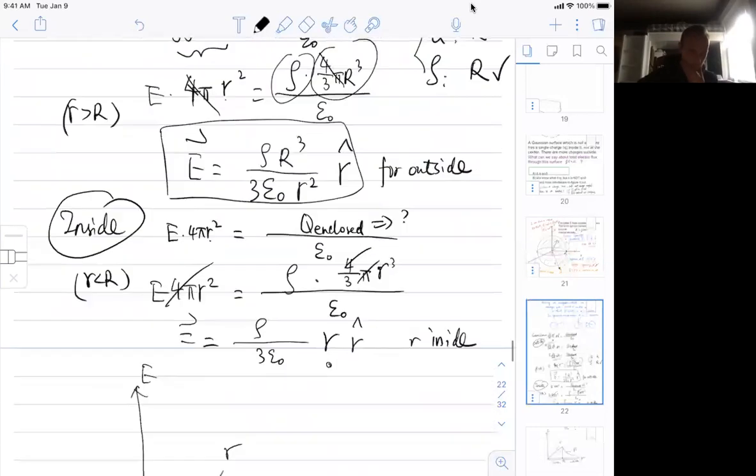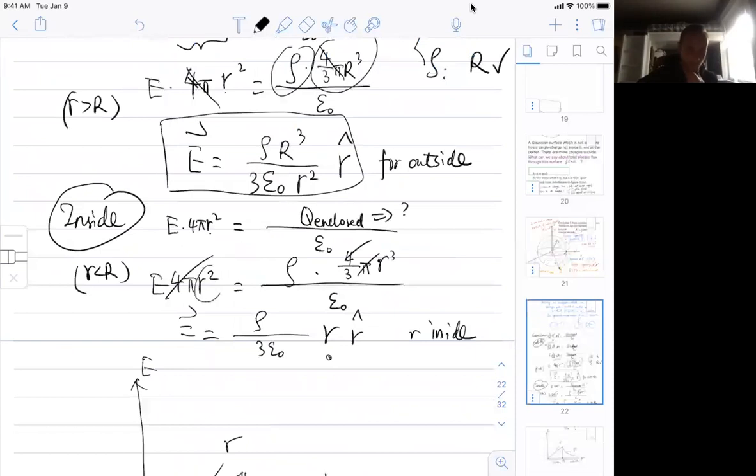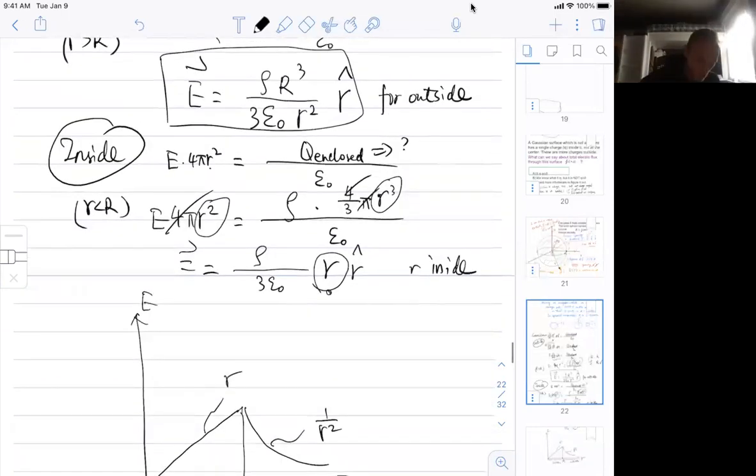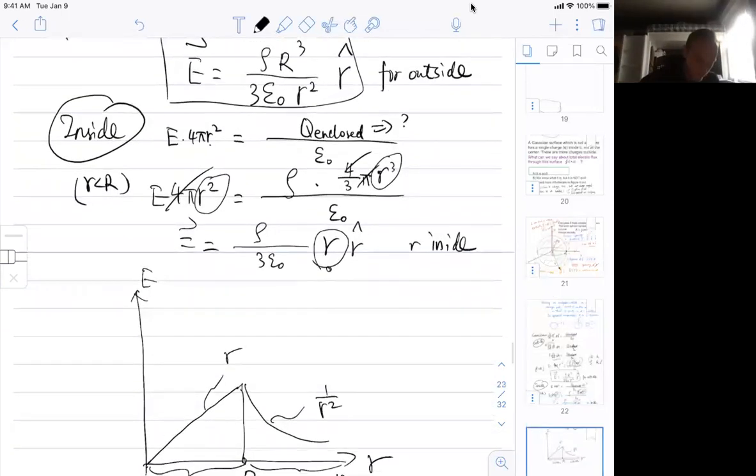My area is 4 pi r squared. My volume is r cubed. So my r cubed is actually faster, given that I'm still overall increasing my E field as I enclose more volume. Very good. So I enclose more charge, my E increases. And overall, you can see once you reach R, you cannot enclose any more charge.